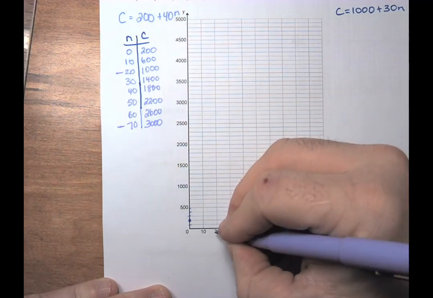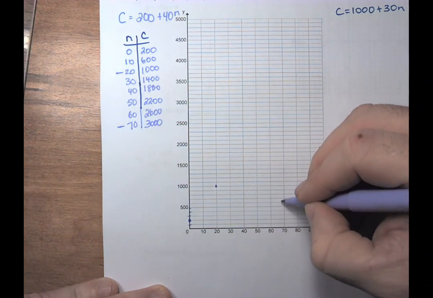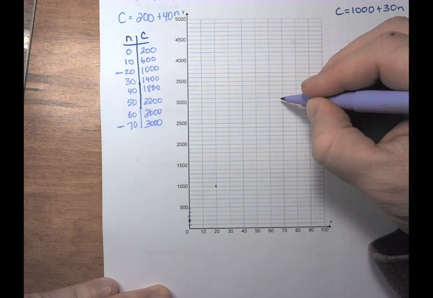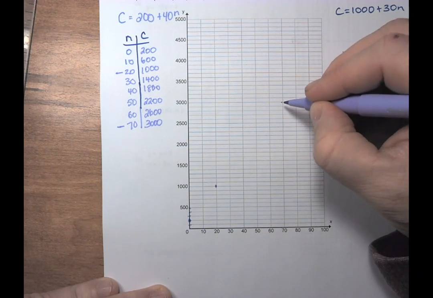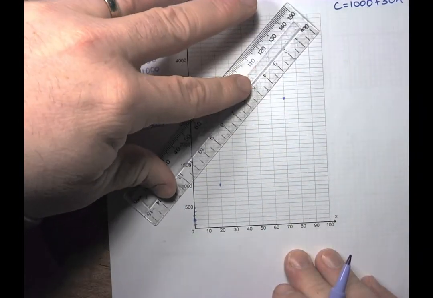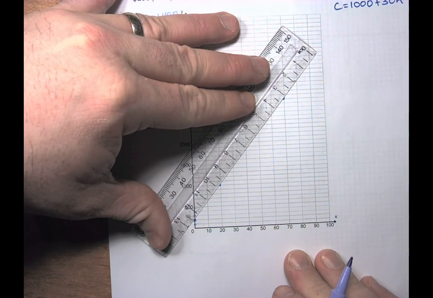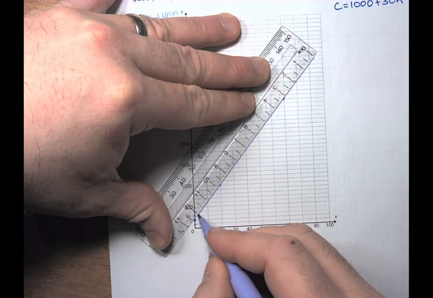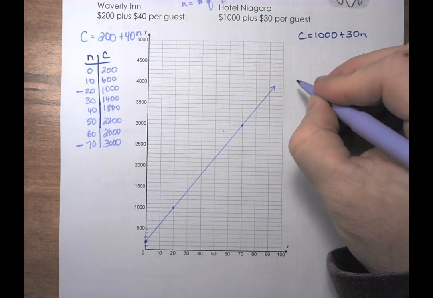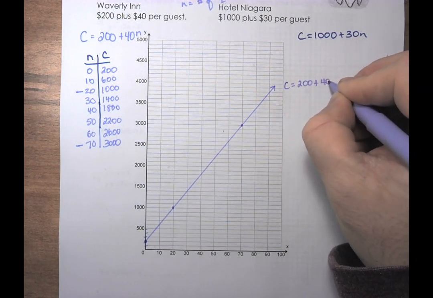So I know at 20, I'm at 1,000. At 70, I'm at 3,000. And you just got to be careful when you plot your lines that you hit the grid right. All right. And then I can draw my line. All right. So C equals 200 plus 40n.